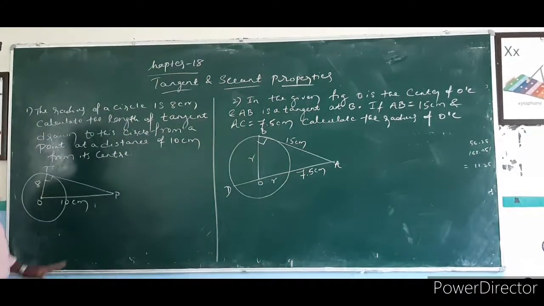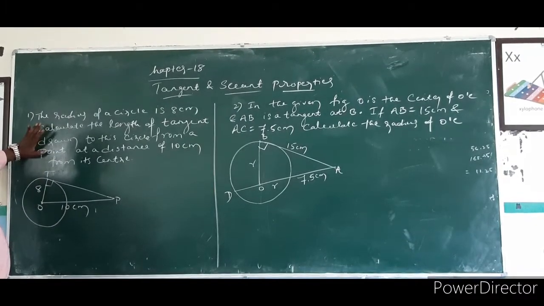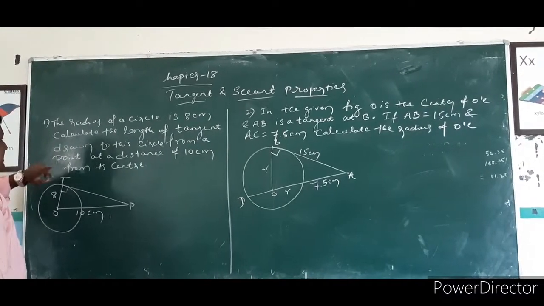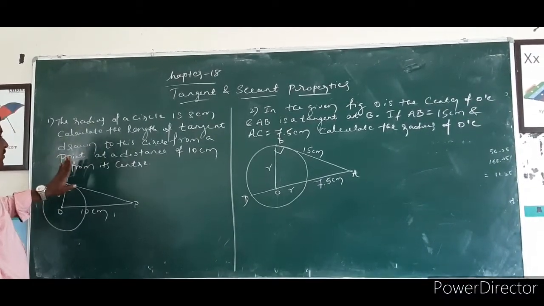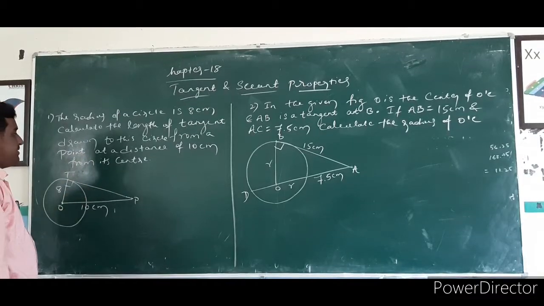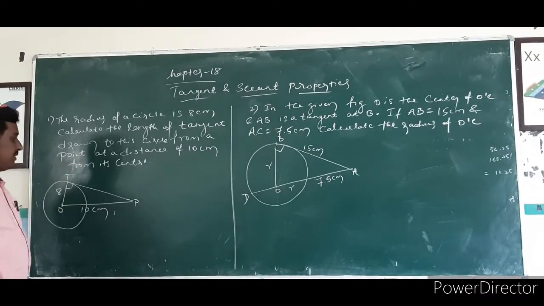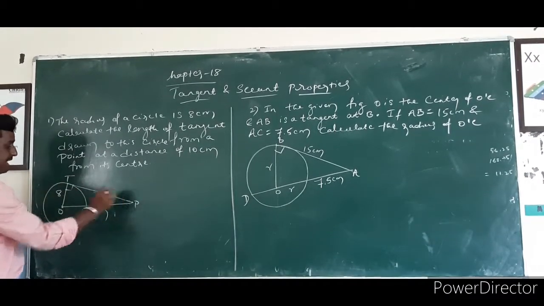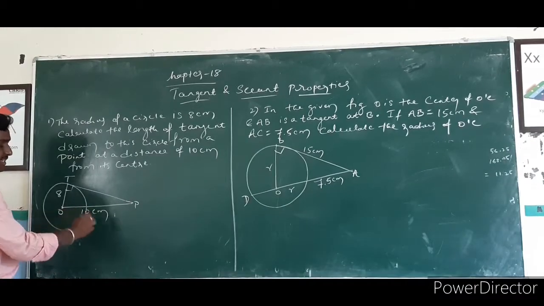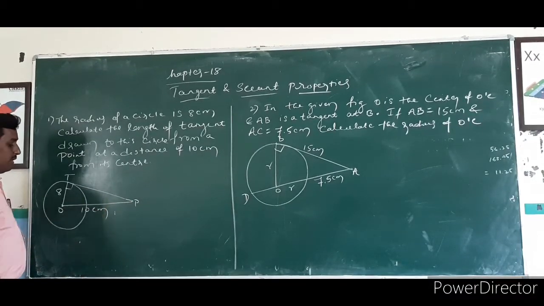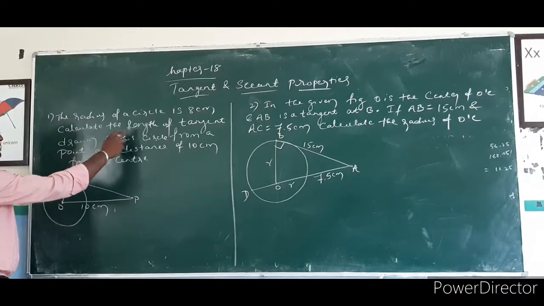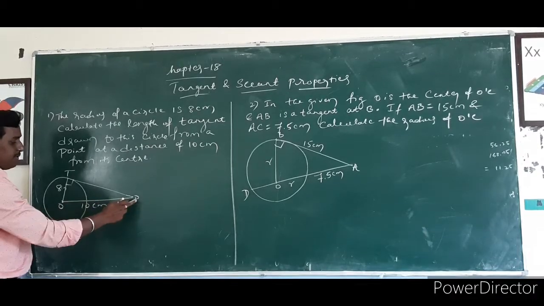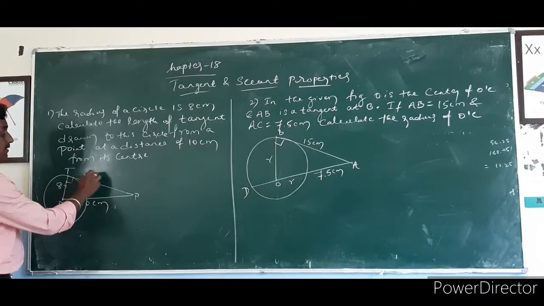Next is problem part. The first problem is: the radius of the circle is 8 cm. Calculate the length of the tangent drawn to the circle from a point at a distance of 10 cm from its center. Here I am considering the circle with center O. PT is the tangent and PO is the distance from the center to that point. They have given the radius of the circle, that is 8 cm, and the distance between the center and that point, 10 cm.